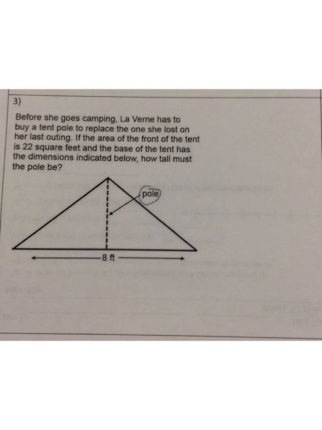Number 3, before she goes camping, Laverne has to buy a tent pole to replace the one she lost on her last outing. If the area of the front of the tent is 22 square feet and the base of the tent has the dimensions indicated below, how tall must the pole be? So again, this one is kind of like the other one where we're already given the area of the triangle, which is the front of the tent. So start with the formula, substitute the values, and go from there.